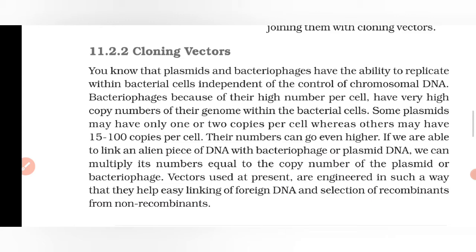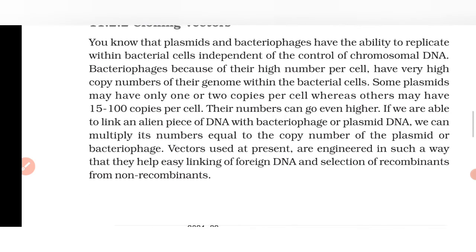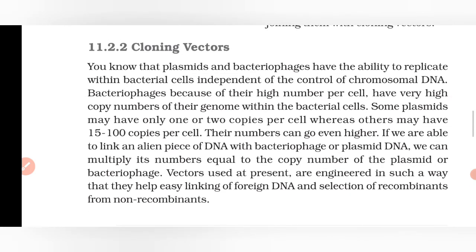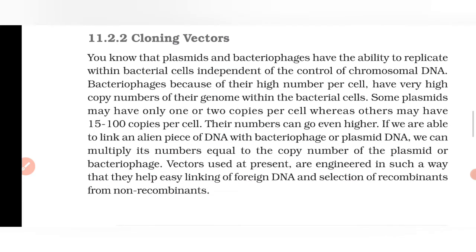Bacteriophages, because of their high number per cell, have very high copy numbers of their genome within the bacterial cells. Some plasmids may have only 1 or 2 copies per cell, whereas others may have 15 to 100 copies per cell. It depends on the organism and the cells. So their numbers can even go higher. If we are able to link an alien piece of DNA with a bacteriophage or a plasmid DNA, we can multiply its number equal to the copy number of the plasmid or bacteriophage.